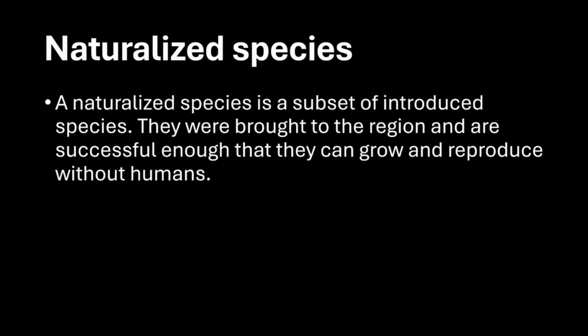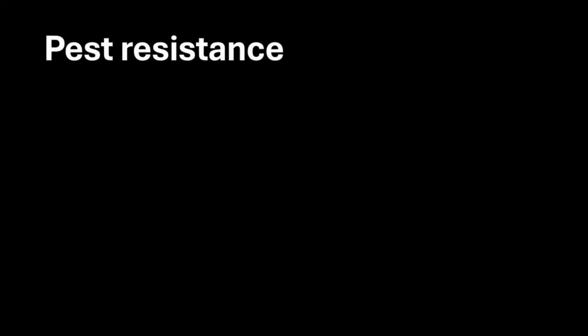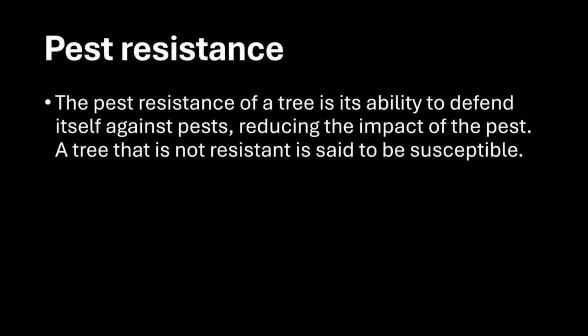Naturalized species. A naturalized species is a subset of introduced species. They were brought into the region and they're successful enough that they can grow and reproduce without humans. Pest resistance. The pest resistance of a tree is its ability to defend itself against pests, reducing the overall impact of that pest. A tree that is not resistant is called susceptible.